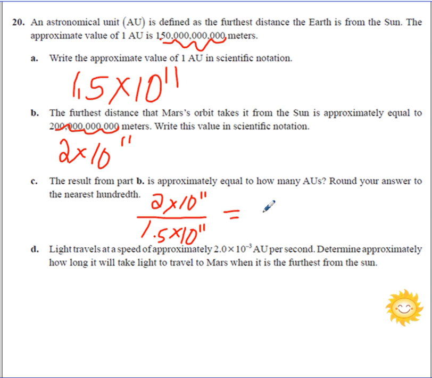And when we do that, we'll do 2 divided by 1.5 times 10 to the 11 minus 11. 11 minus 11 is 0. Anything to the 0 power is 1, so we know that drops off. And so rounding to the nearest hundredth, 2 divided by 1.5 is 1.3 repeating, so 1.33 AUs.